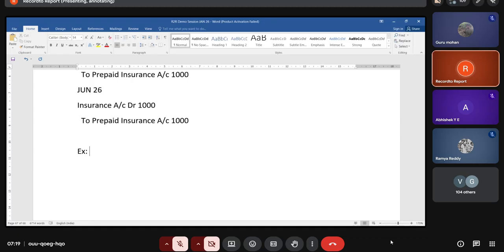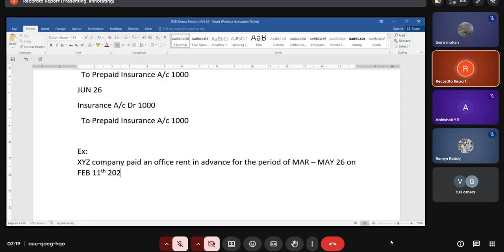So one more example. XYZ company paid office rent in advance for the period of March to May 2026 on February 11, 2026 for 30,000 rupees. So what is the amount they paid as rent in advance? 30,000. When is the period starting? March to May, 3 months.